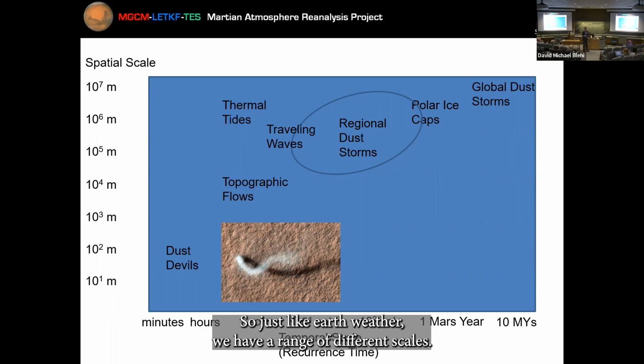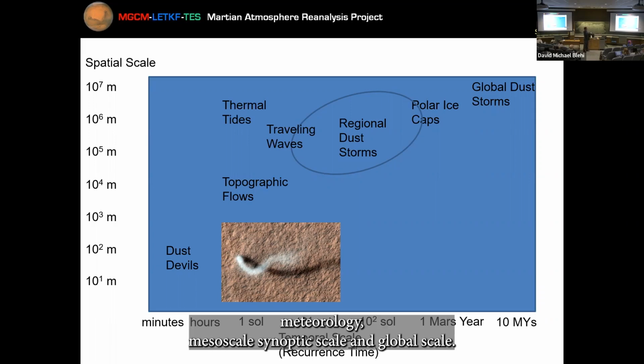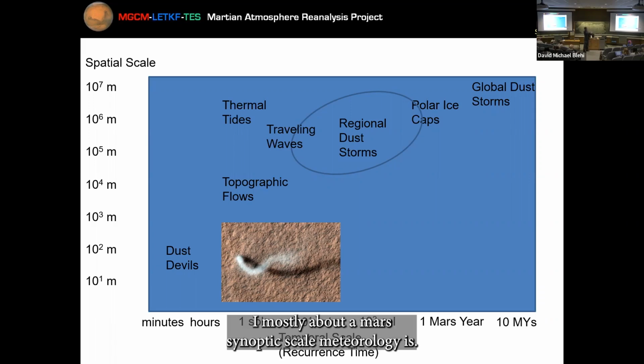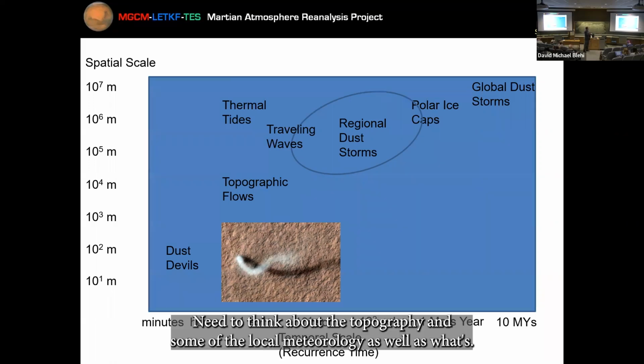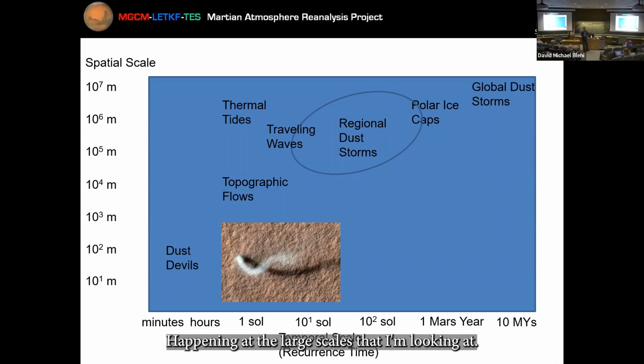Okay, so just like for Earth weather, we have a range of different scales, a range of weather phenomena. For Earth meteorology, we think about the micro scale, mesoscale, synoptic scale, and then global scale. So I'm mostly a Mars synoptic scale meteorologist, kind of in this range, but we want to be aware that if you're thinking about weather at the landing sites, you also need to think about the topography and some of the local meteorology, as well as what's happening at the large scales that I'm looking at.